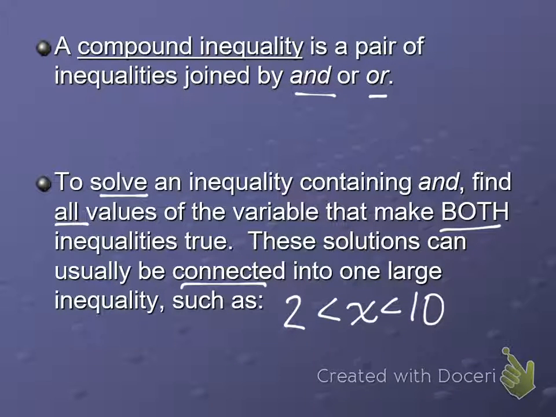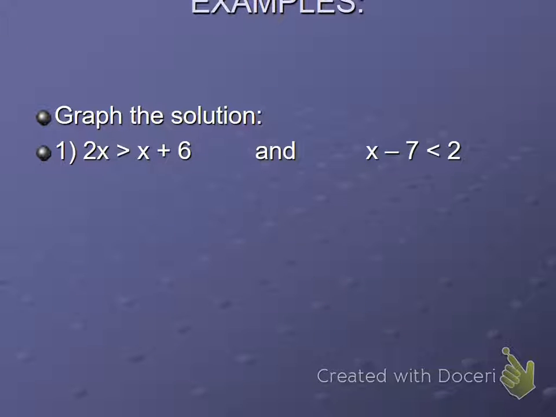A compound inequality is a pair of inequalities joined by the word and or by the word or. I know that sounds weird to say out loud. To solve an inequality containing and, find all values of the variable that make both inequalities true at the same time. These solutions can usually be connected into one large inequality, such as 2 is less than x is less than 10. Let's start solving example 1.